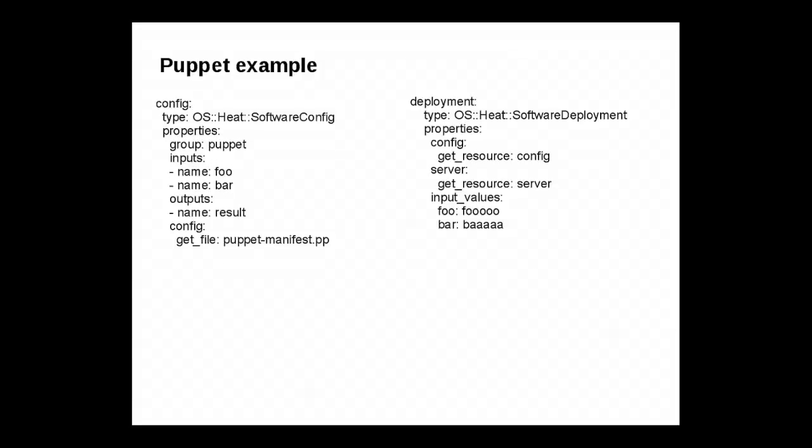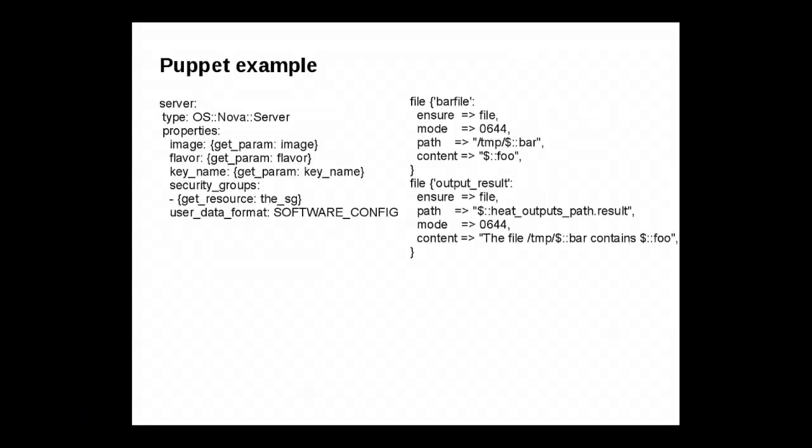So here's an equally trivial Puppet example. We're including a Puppet manifest. And the rest is much the same. It's a plain old software config, plain old software deployment, substituting some values. Server is exactly the same as last time. And here's a really simple manifest. This one is also writing out a file to get the output back. There might be a better way of doing that in Puppet, but we can look at that later.